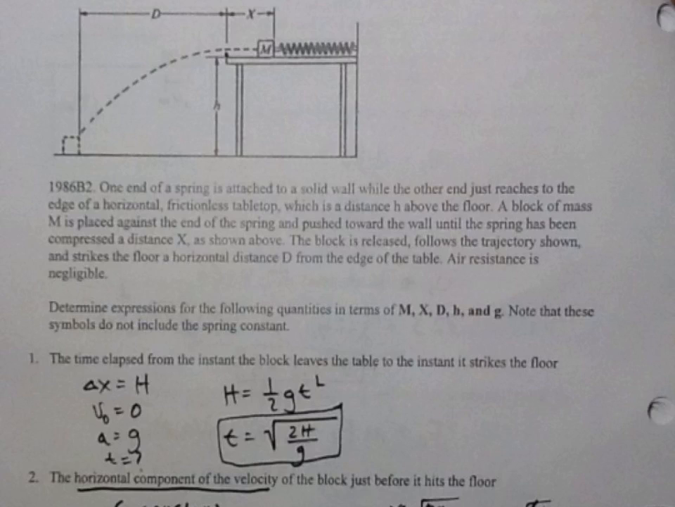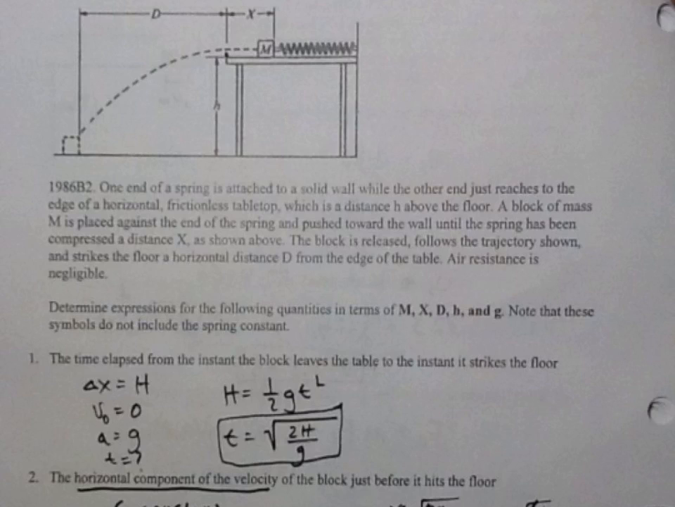It doesn't matter how fast or necessarily how far it goes, how fast it leaves the table. It just depends on the height and, of course, the fact that there's gravity acting on it. It's accelerating at a rate of g. So our delta x, our displacement, is h. V naught, again, is 0 because it leaves the table horizontally, so the vertical component of the velocity is 0. Acceleration g, solve for t.